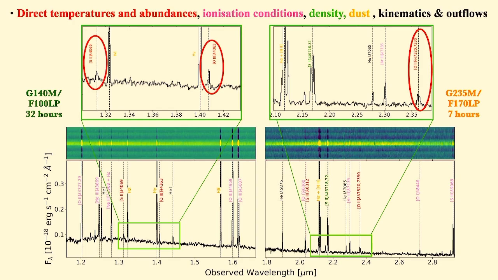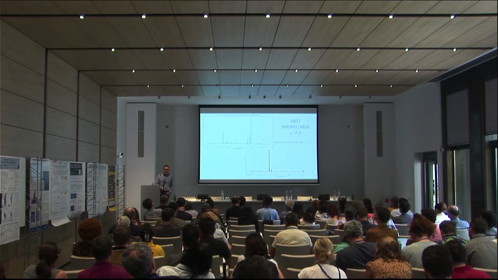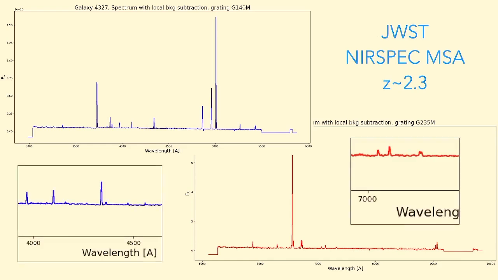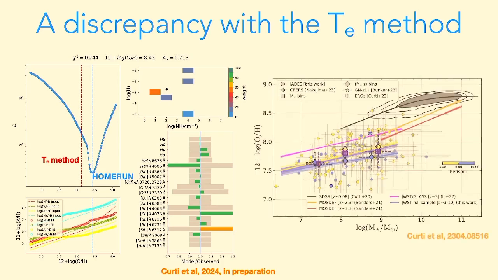And this is an example of a spectrum. Maybe you can see this one. And basically, if you think, it's quite impressive that the spectrum of a redshift 2 galaxy has a signal to noise better than many spectra of the SDSS. Anyway, these are the results of applying this model. We find a metallicity, for instance, in this galaxy, which is larger than the one of the T_e method, even if we are reproducing all of the lines, and this is where, for instance, the home run metallicity goes.